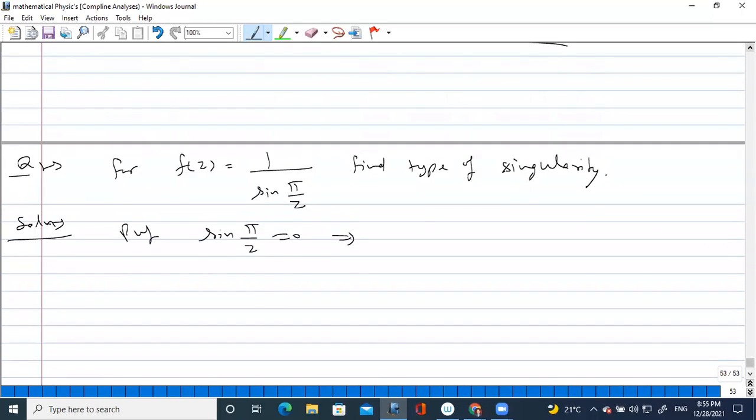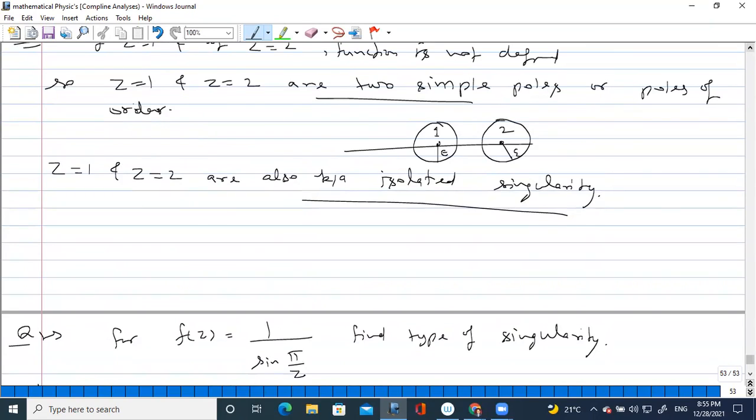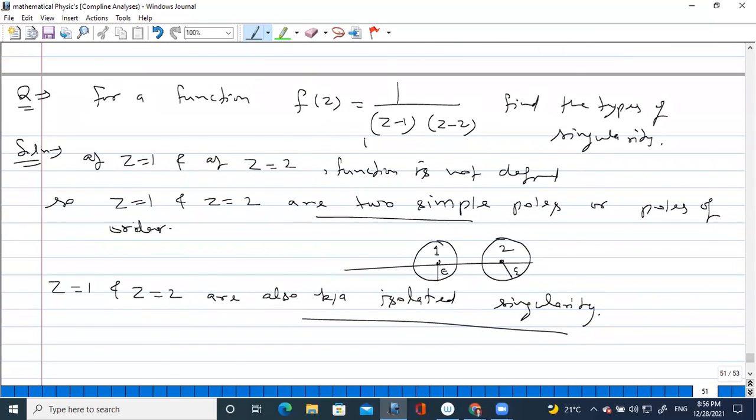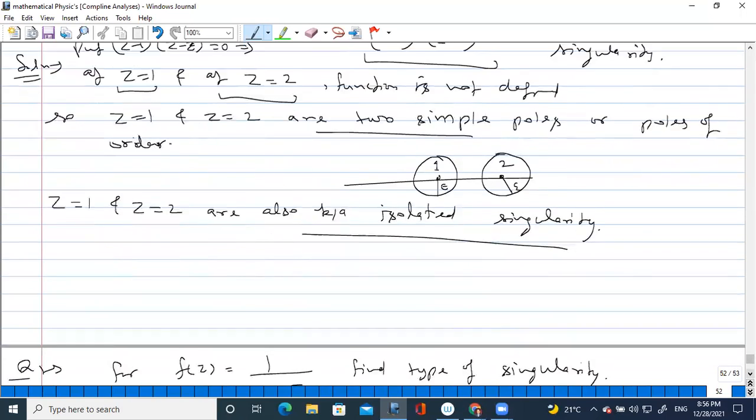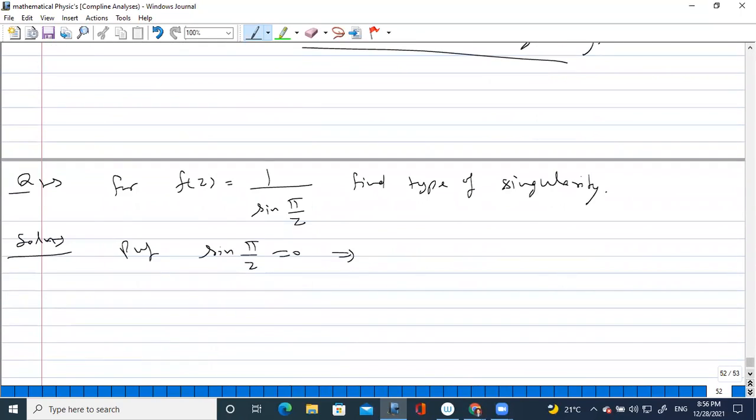Actually, to find the singularity or pole, we put the denominator equal to 0. In the earlier example, you put (z minus 1)(z minus 2) equal to 0, and from that I got z equal to 1 and z equal to 2. Understood? So this is my method. Whatever the denominator, put it equal to 0 to find the pole or singularity. So here also put the denominator equal to 0.